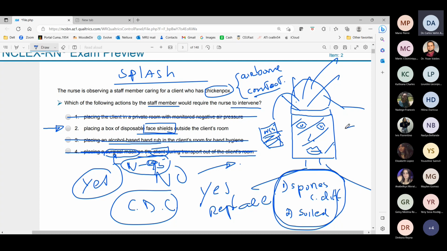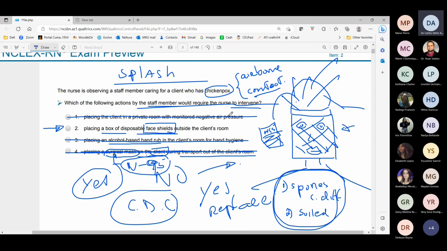The face shield is specifically for when we are doing something that implies a splash, but there is nothing here that says so. So there is no need to place a complete box of face shields outside, because we are not expecting a splash, since at no moment do they mention a procedure that implies a splash. Good.